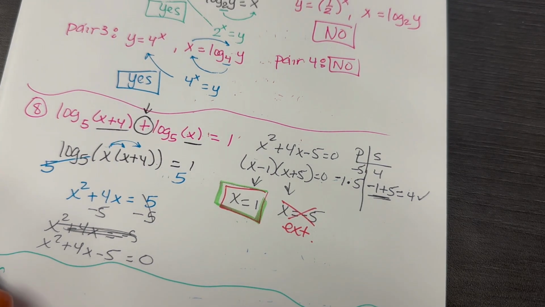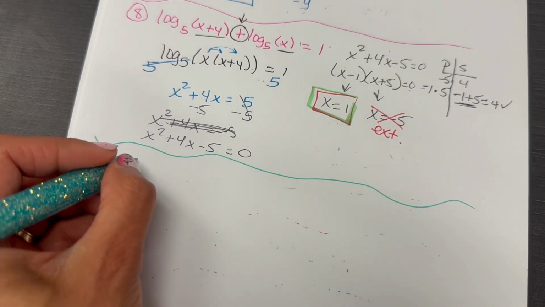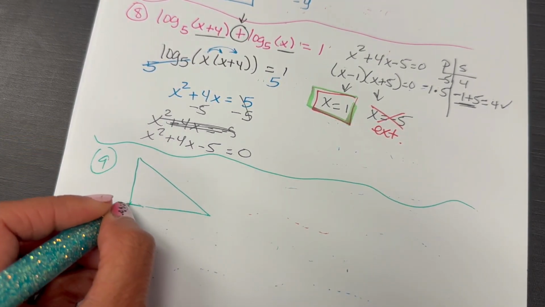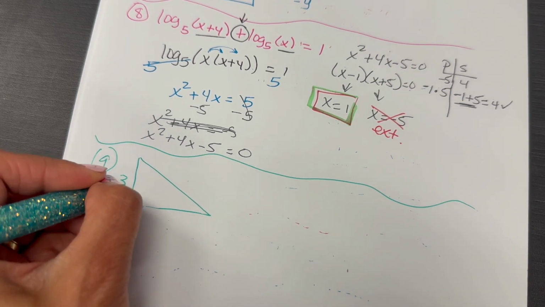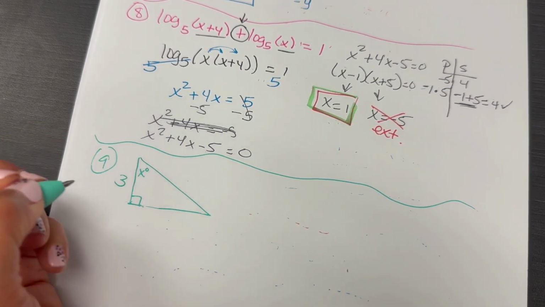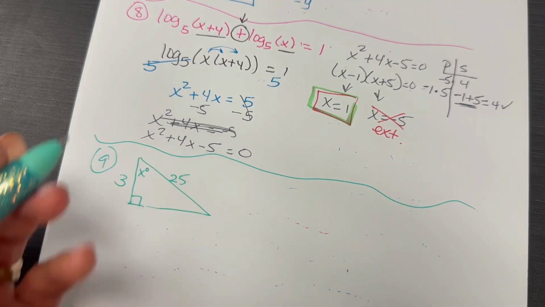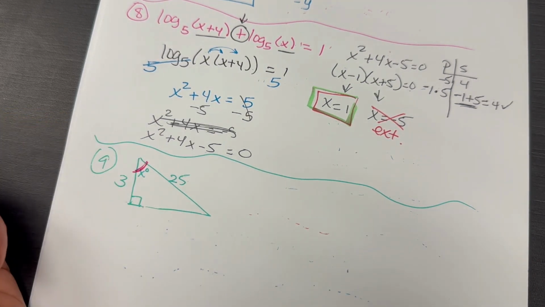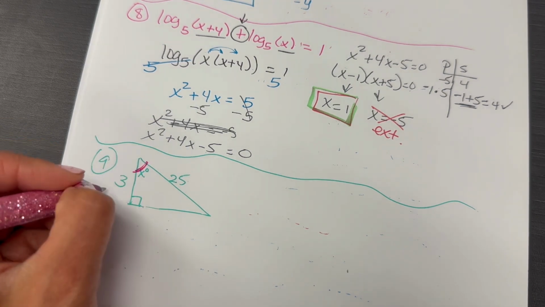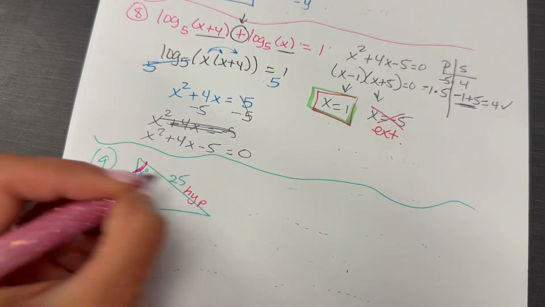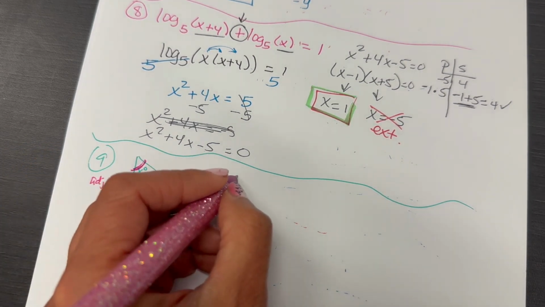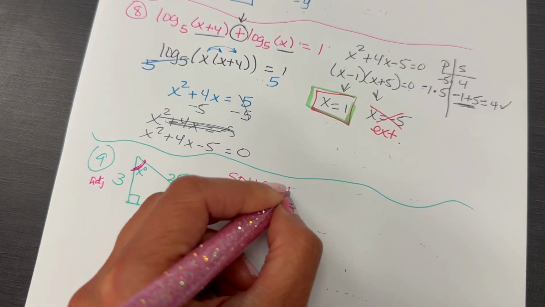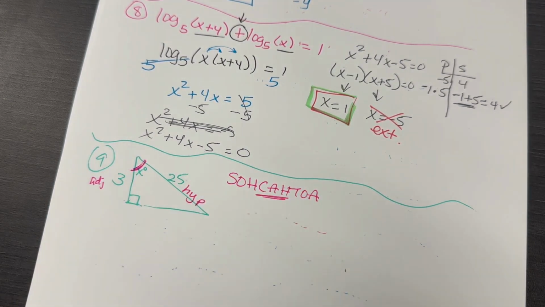Number 9, we've got some right triangle trig here. So we need to draw the picture. Got a right triangle. And we've got a vertical side of 3. We've got this angle is x degrees and the hypotenuse is 25. So we need to figure out which trig ratio you would use to solve for the missing angle. So we're trying to find this missing angle because that's where the x is. To the angle, the 3 side is adjacent to it. The 25 side is the hypotenuse. Adjacent over hypotenuse, we're using SOHCAHTOA. That's the CAH of SOHCAHTOA.